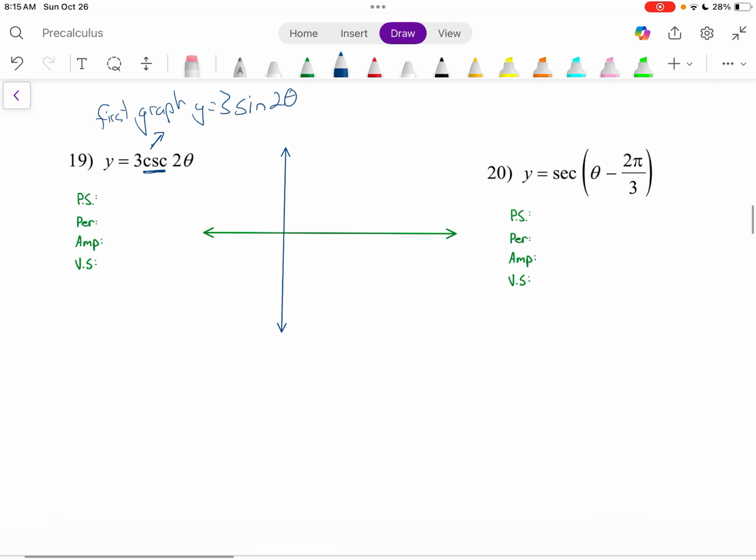So we can start even just looking at this one. What's our phase shift? Well, the phase shift is 0. The period is the normal 2 pi divided by this number, so divided by 2. So 2 pi over 2 is just pi. The amplitude is 3, and there is no vertical shift.